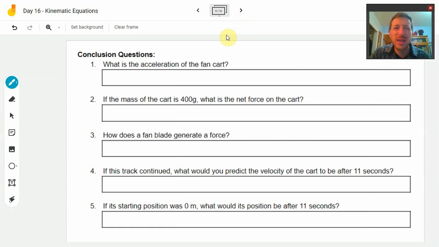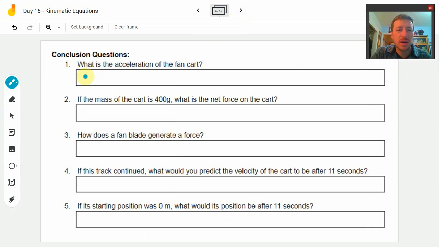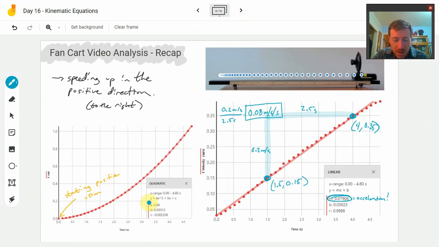So we want to plug in for what is the acceleration of the fan cart. It happens to be 0.08 meters per second squared. So that's the acceleration. Now you'll notice this little a down here that is related to the acceleration. You may happen to notice that that is half of the acceleration, right? And we'll talk about that a little bit more later.